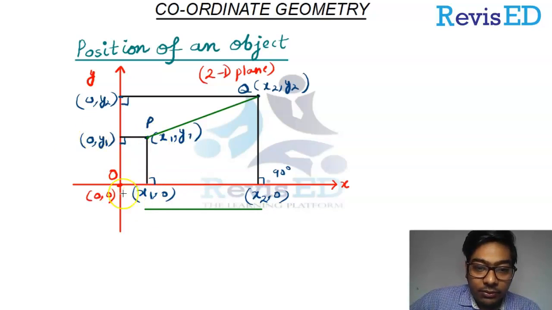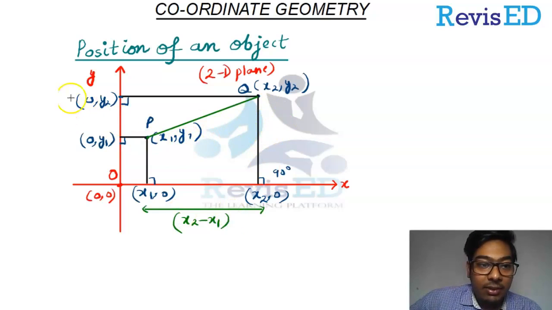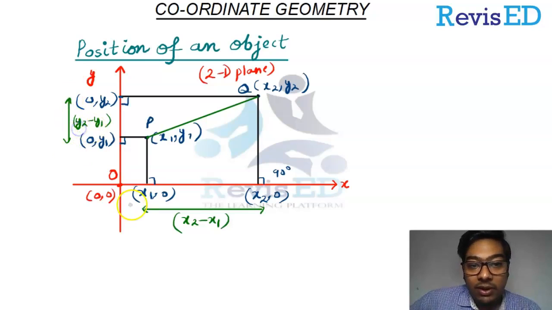So what is happening when we are moving from x1 to x2? The coordinate is changing. The difference of the coordinate is nothing but x2 minus x1, and similarly for the y, this can be written as y2 minus y1. Because when we are moving from point P to point Q, the y coordinate is changing. So the difference of change is y2 minus y1.